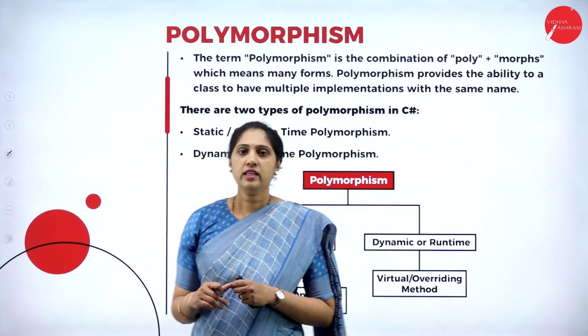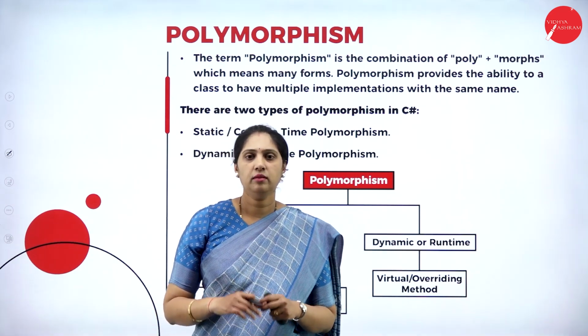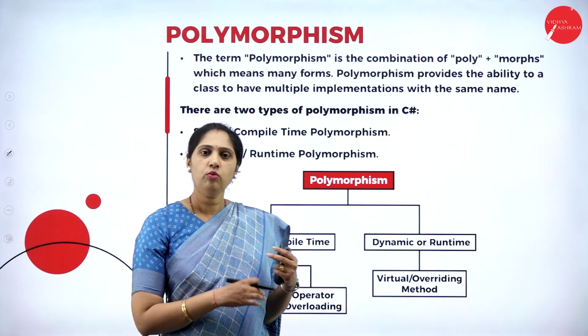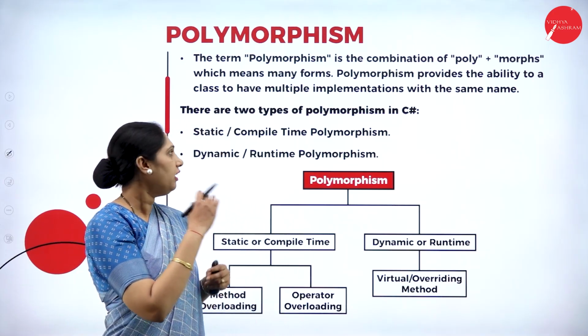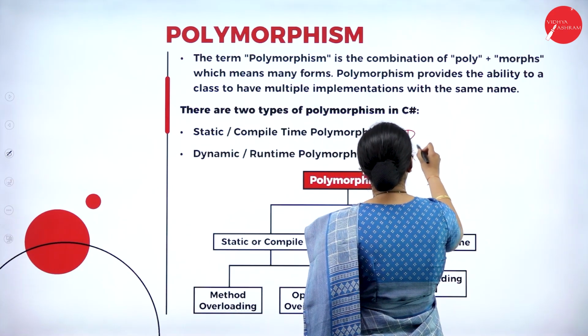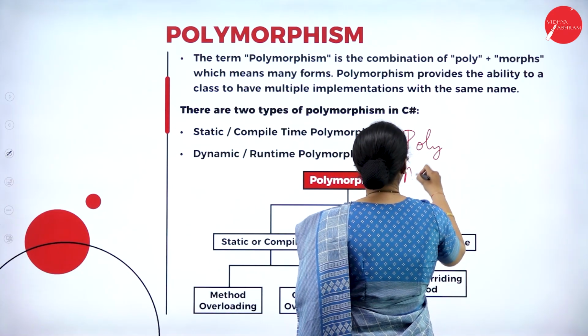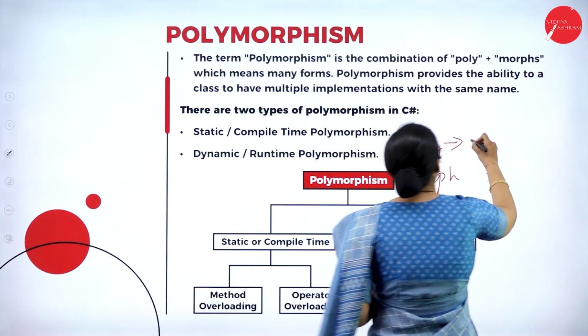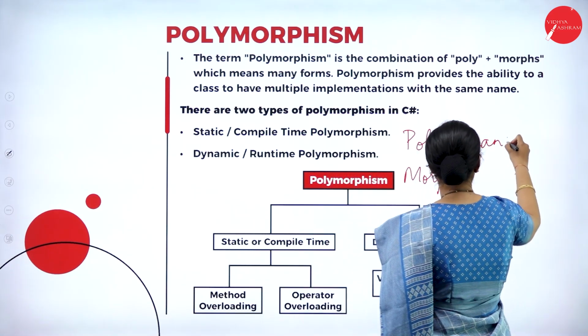Okay. Next is polymorphism. In the beginning, we discussed about polymorphism, encapsulation. Then what is polymorphism? If I take polymorphism, this is split into two. Say one is poly and one is morph. So if I say poly, it is nothing but many.